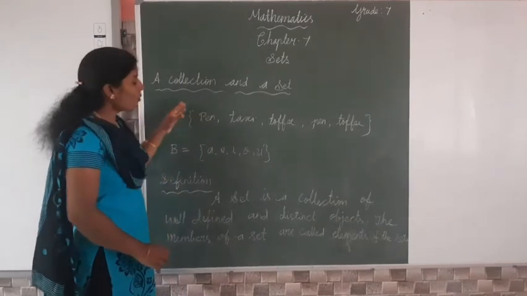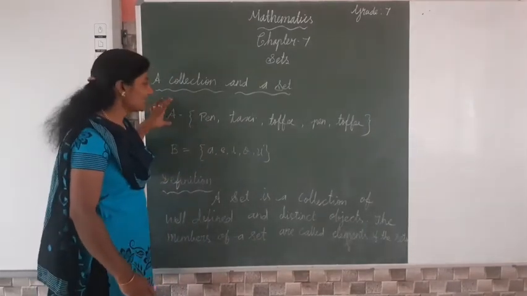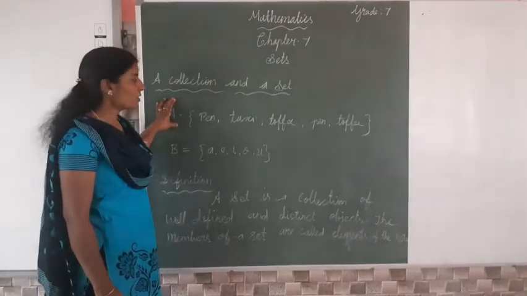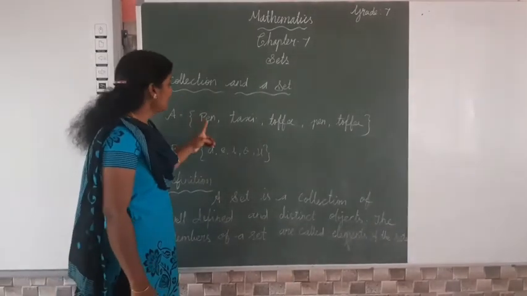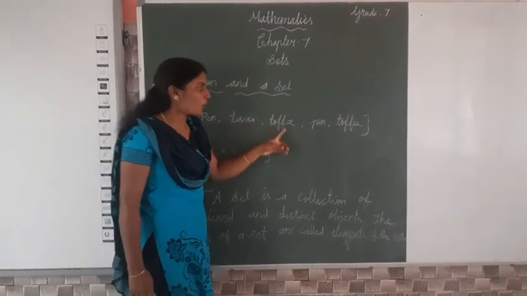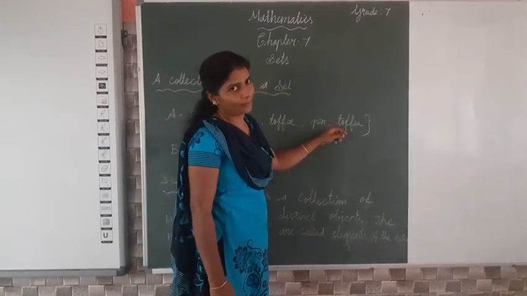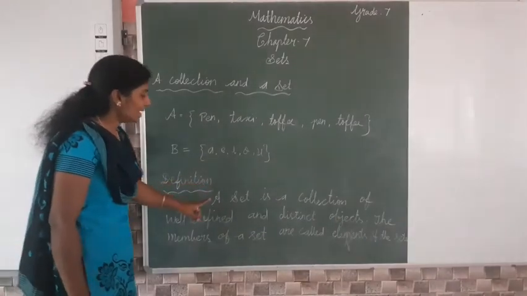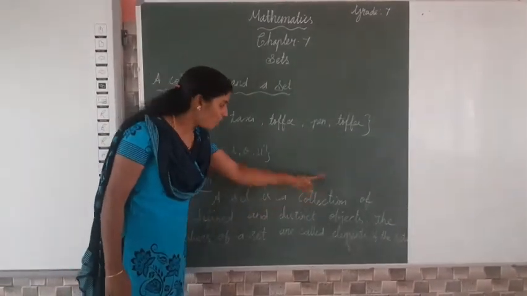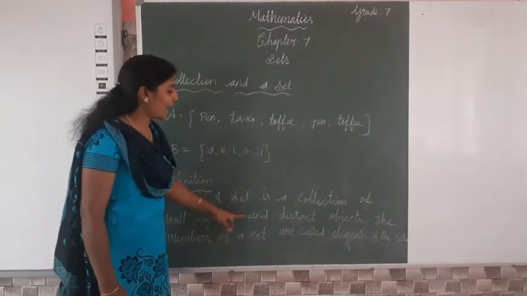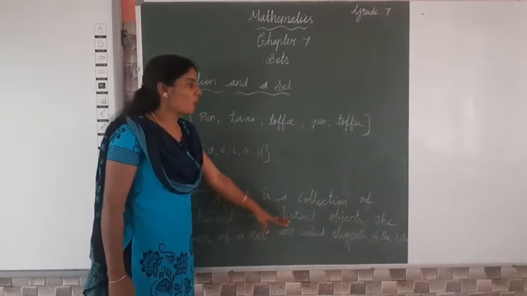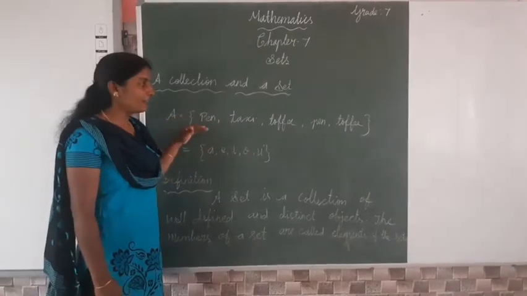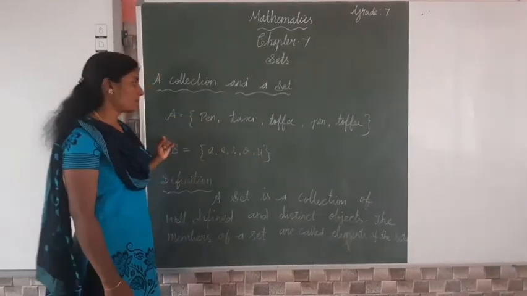Now, what is a set? Can you say this set A is a set? You can't say, because here it is pen, taxi, trophy, pen, trophy. What is a set? This is the definition: a set is a collection of well-defined and distinct objects.